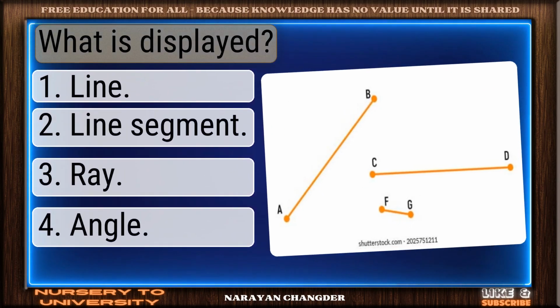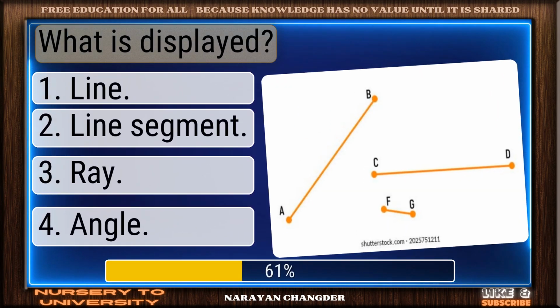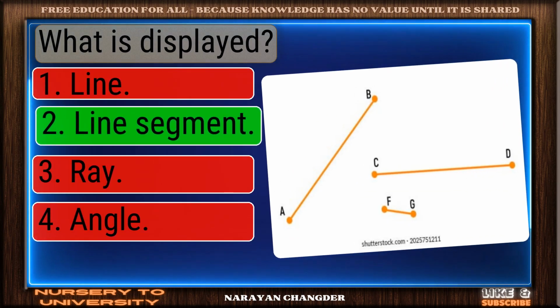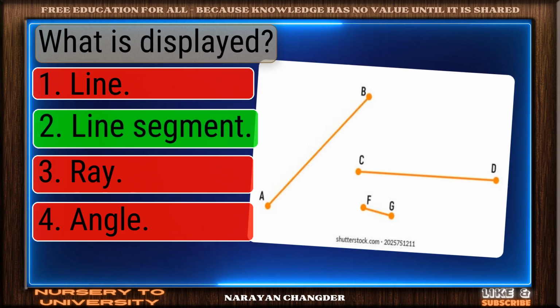Question number 21. What is displayed? Good thinking. Line segment is the right answer.